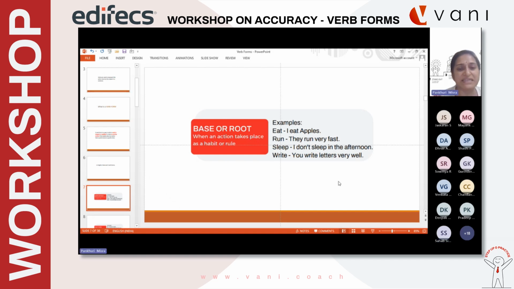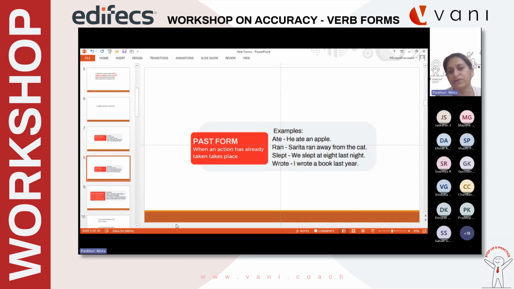So do we have clarity about the use of the base form or the root form? Yes. Anything which happens as a matter of habit or rule, which shall always happen, is used in the base form. So this was the simpler of the forms. And another very simple form is the past form.